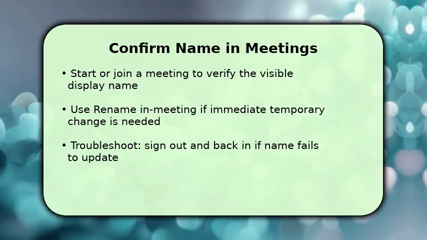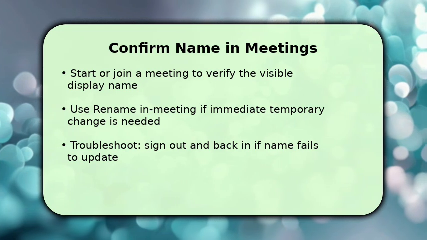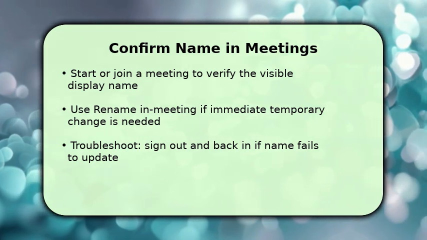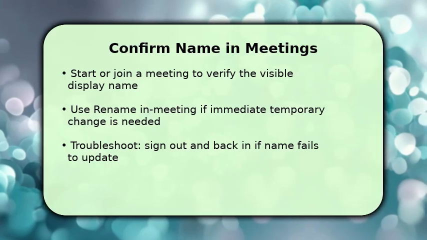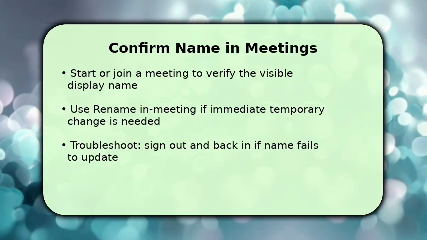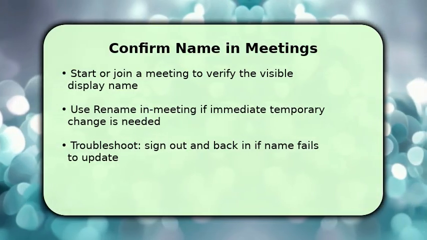If you need a temporary override, use the In-Meeting Rename option, but remember that Save in Profile is the permanent method. If the new name doesn't appear, sign out of Zoom and sign back in, or clear cache on the web portal. These steps refresh your account data and usually resolve stubborn update delays.